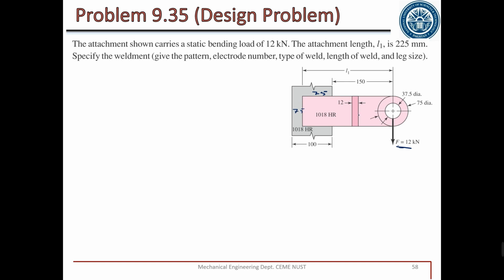Specify the weldment. So what you need to specify for the weldment: give the pattern, which pattern has to be used, which electrode has to be used, and which type of weld has to be used, how much should be the length of weld, and what is the leg size. All these are the requirements. So what is this case? Due to this force, the bar will be rotated. So this is the case of torsion.